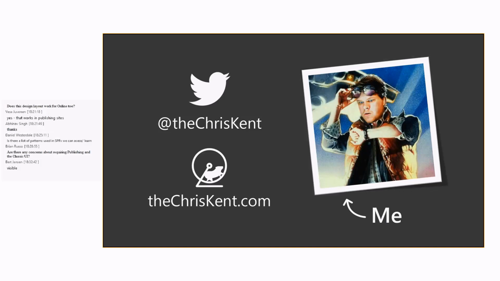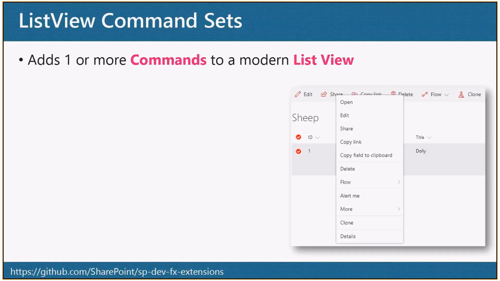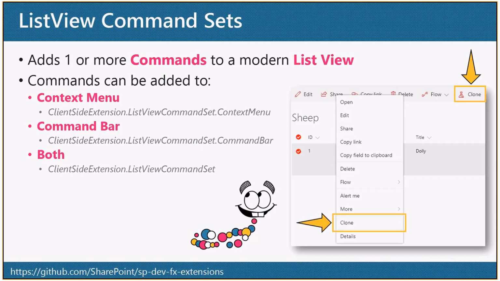I'm going to talk about a SharePoint Framework extension, specifically a list view command set. Just to set the base for that, as a reminder, a list view command set adds one or more commands to a modern list view. I know that's a shocking thing for the name. You can do that in a couple of locations: in the context menu, on the command bar, or both. You just specify that using the location property of your custom action. That's actually not part of your code; you'll do that during the deployment.